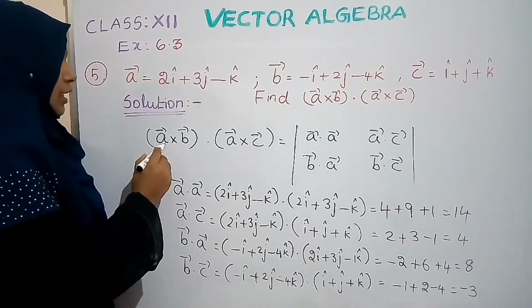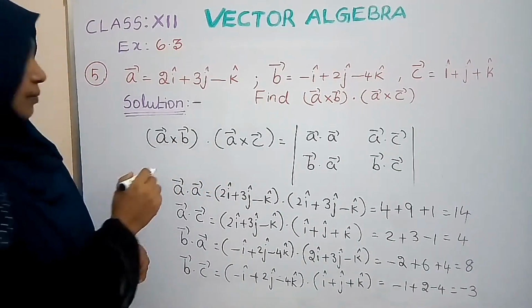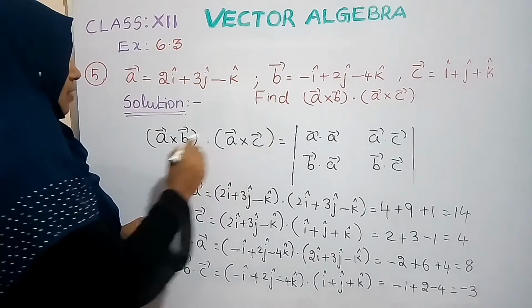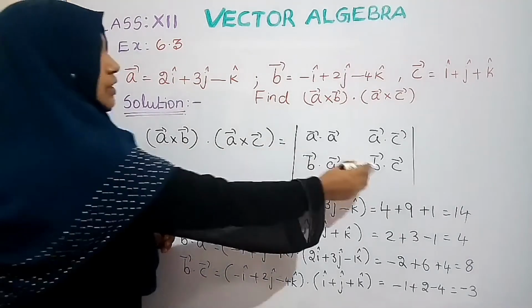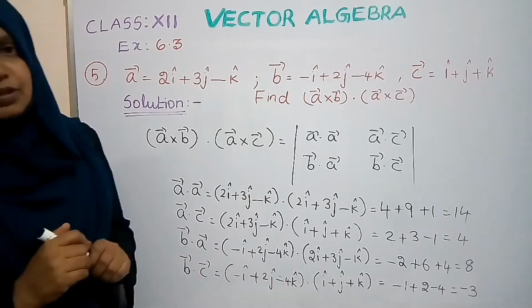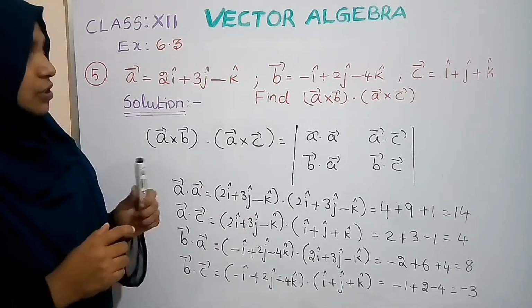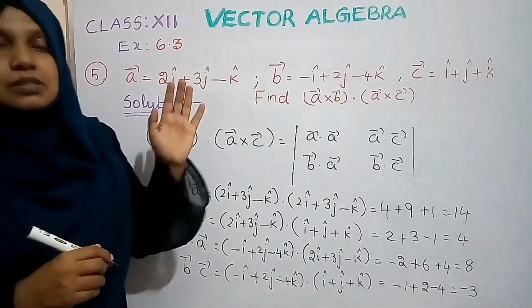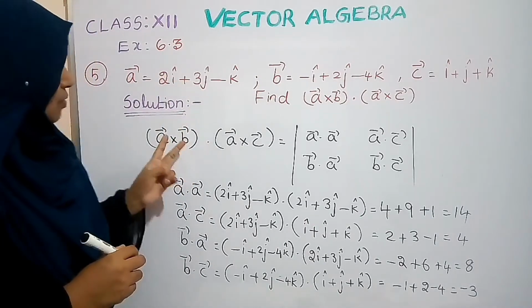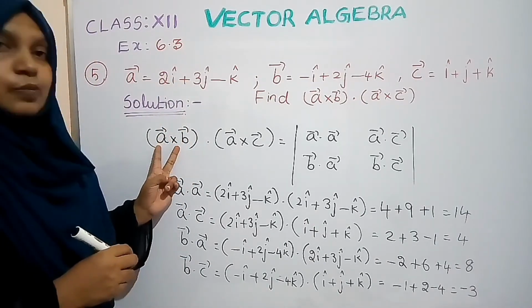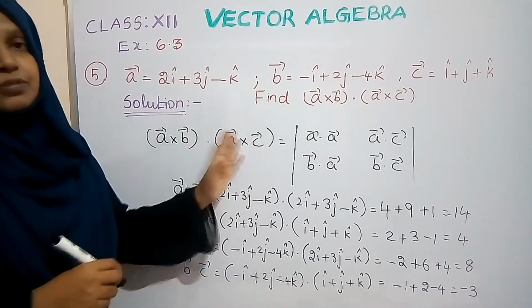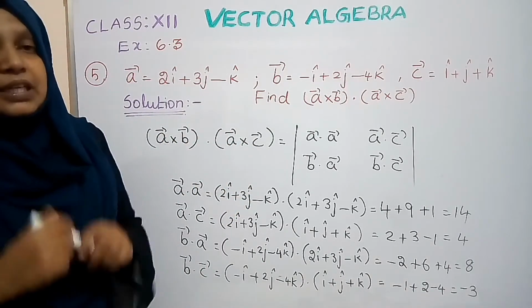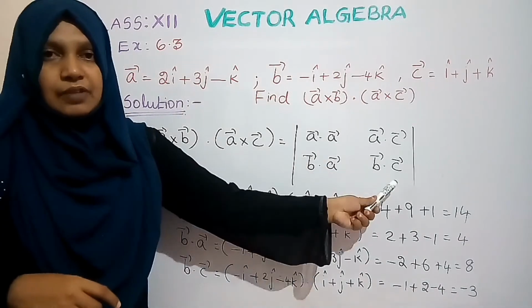First we can write a vector dot a vector and then a vector dot c vector, then b vector dot a vector and b vector dot c vector in the second row. Okay, so we should calculate the determinant in two methods. The first one is, first you should find the cross product between a and b, then the cross product between a and c, finally you should find the dot product between them. But here I am using the 2 by 2 determinant value.